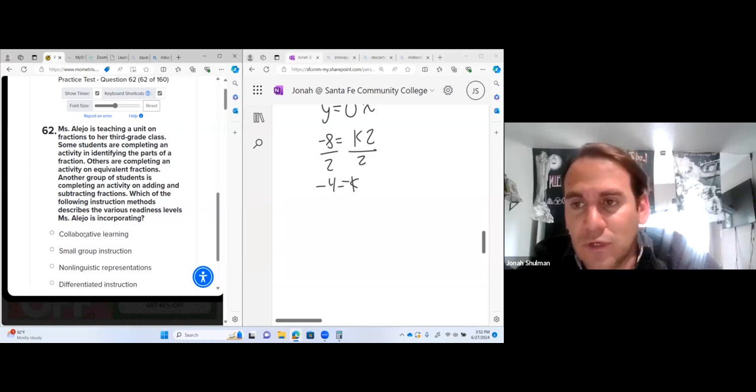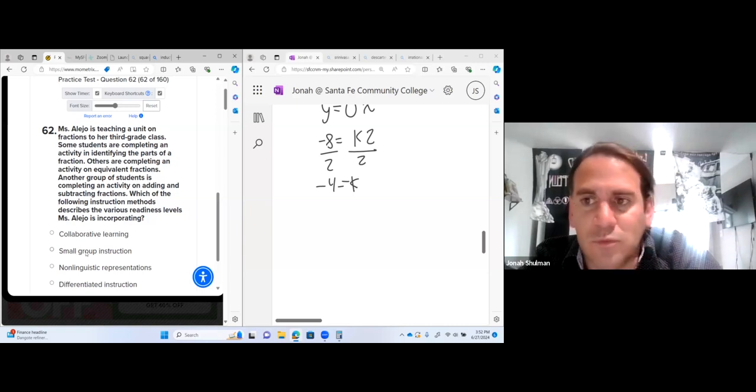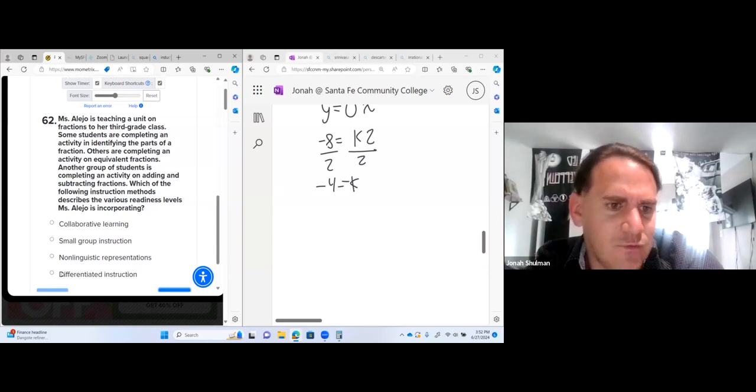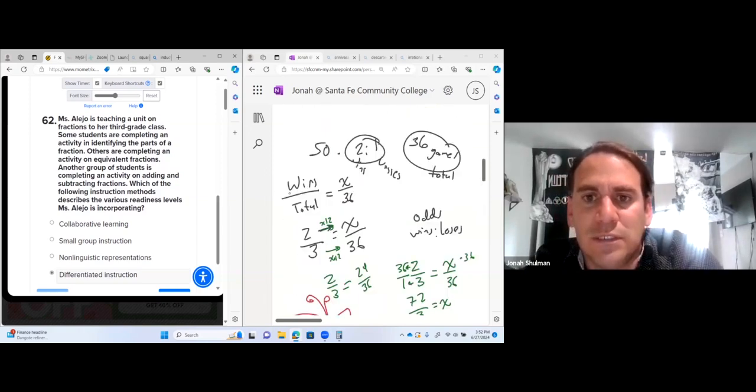Collaborative learning is when everybody's working together on the same goal. That's not what's going on. A small group is when everybody's broken into groups, but they're doing the same thing. Non-linguistic is when we're using manipulatives and not actually using words to do it, but this is differentiated instruction. Everybody's at a different level. So 62 is D.